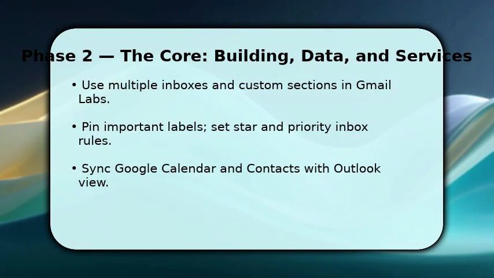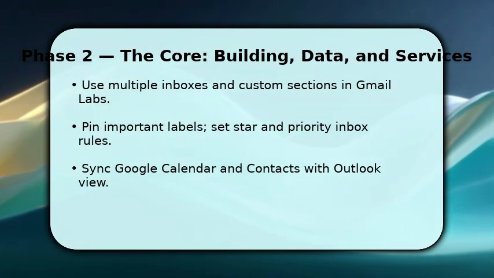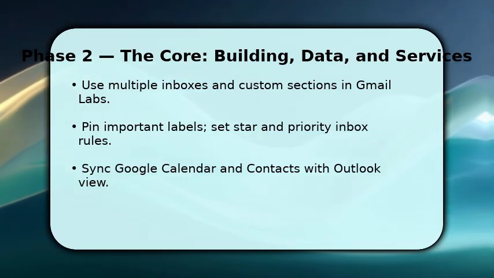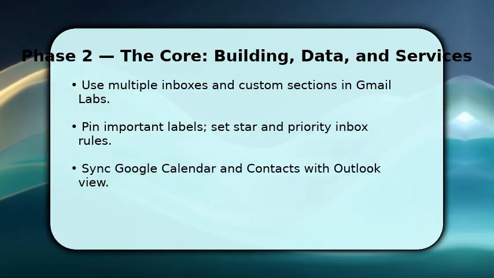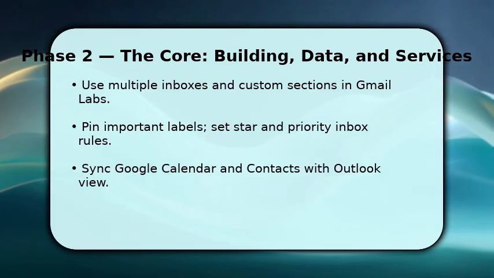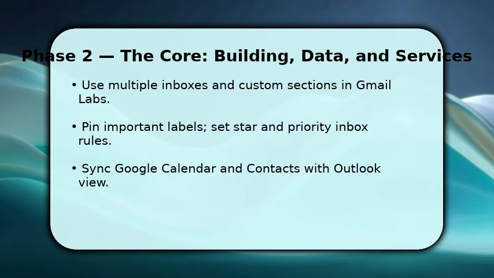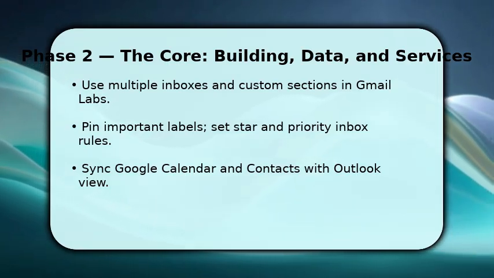Now you rebuild the Outlook workspace inside Gmail. Open settings and configure multiple inboxes with queries like label, inbox is, unread for a left pane folder feel. Then pin key labels and set priority inbox slices to surface urgent mail. This mimics Outlook's focused inbox.